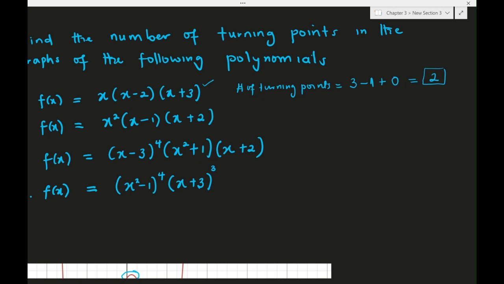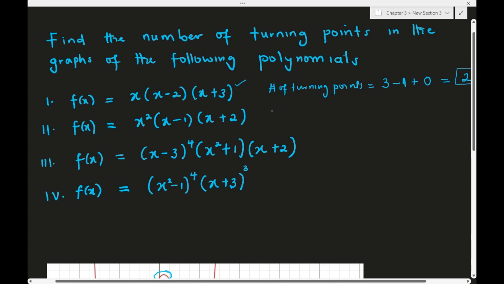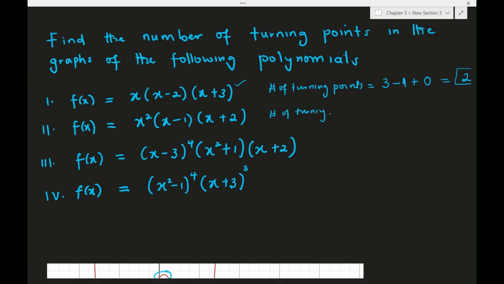Now for question number 2, it's also the same. The number of turning points: how many zeros do we have here? We have x equals 0, x equals 1, and x equals minus 2. So we have 3 zeros. We put 3, then minus 1, then plus the zeros with even multiplicity.